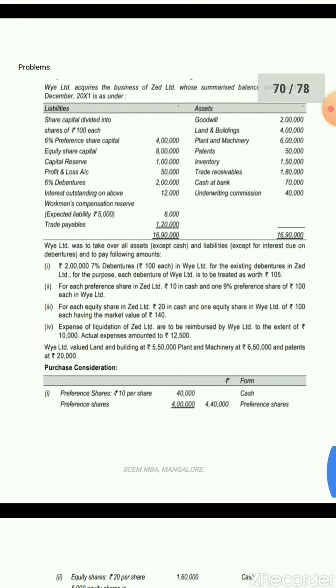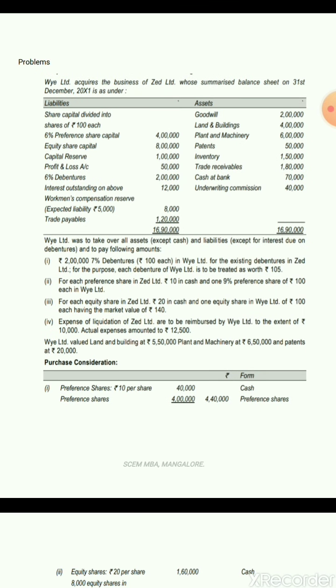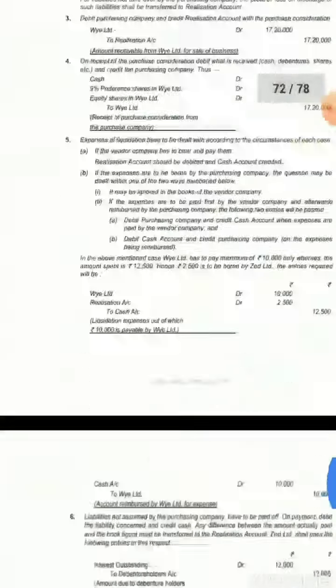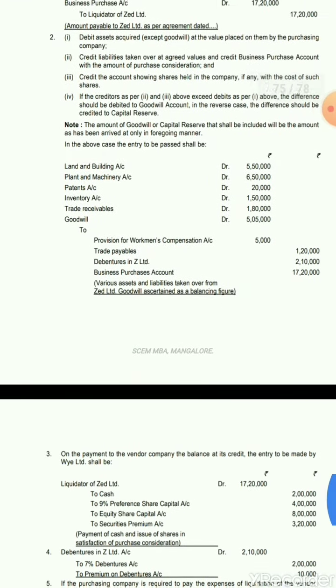See here, see this particular adjustment, 7% debentures in Y Limited for the existing debentures in Z Limited. For the purpose, each debenture of Y Limited is to be treated as worth rupees 105, right. So it is given that in the transferor company the value of each debenture is 100. So we may have to understand how many debentures we have. 2 lakh divided by 100. So what is the amount, which is 2,000, right. So there are 2,000 debentures. So 2,000 into 105, which comes to 2,10,000.